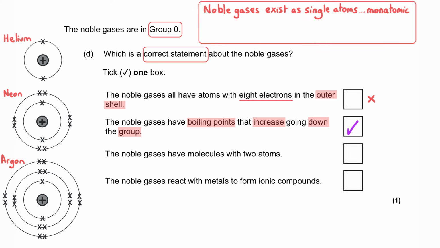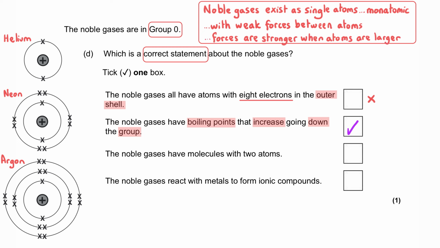The noble gases have weak forces between these single atoms, and these forces are stronger the larger the atoms are. As you go down the group, the noble gas atoms get larger, which means their boiling points increase because these forces are larger and the atoms are harder to separate.